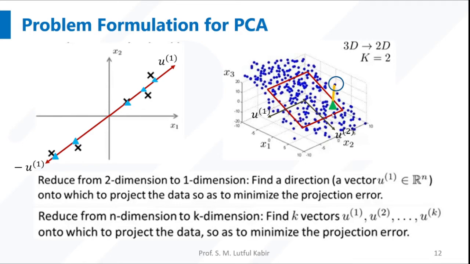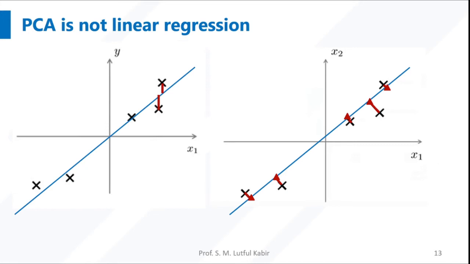The error between these two points is the measure of error, and for each and every point you have to find the distances, take the square, and minimize that. By this you will get u1 and u2. Since it deals with error, sometimes people are confused whether it is similar to linear regression.